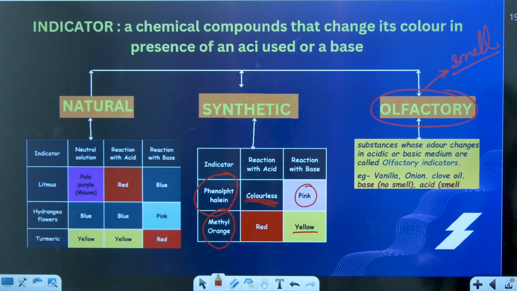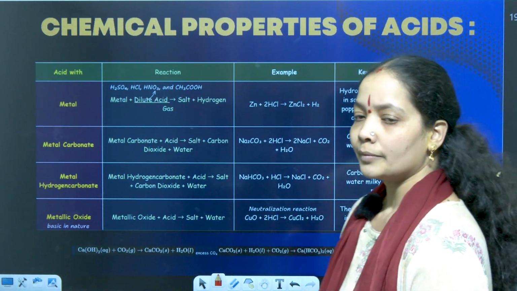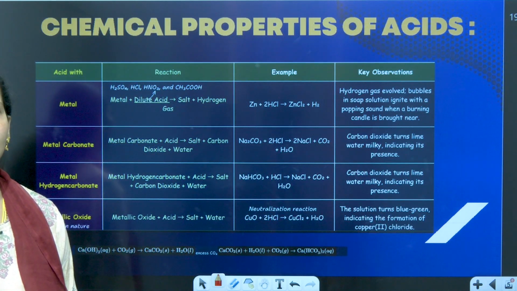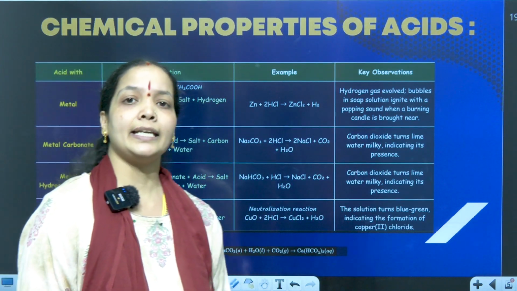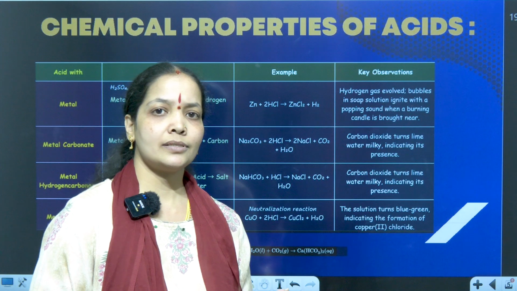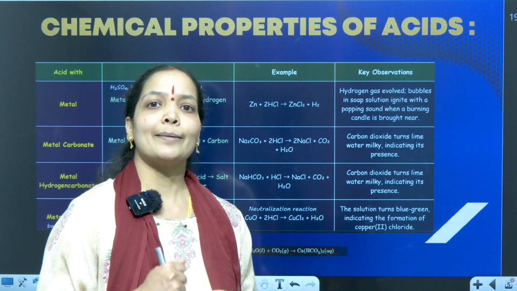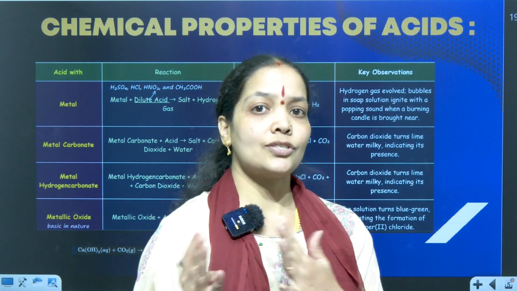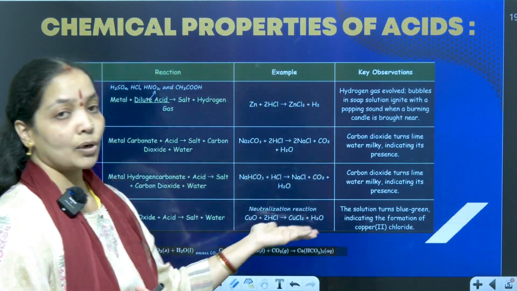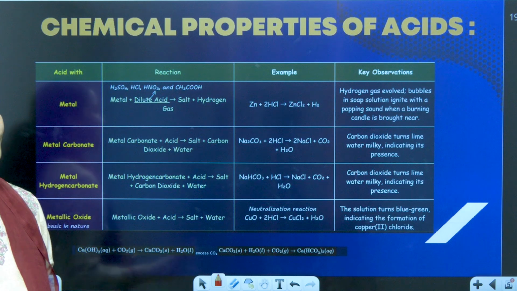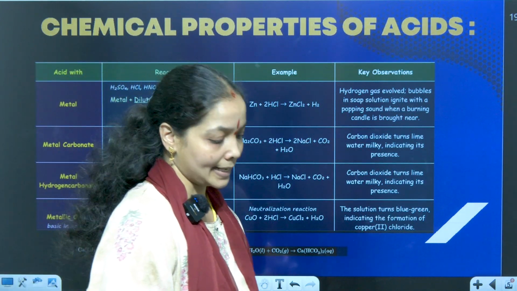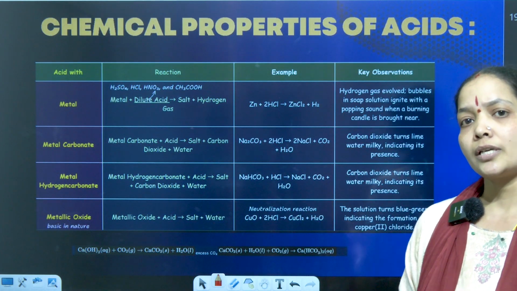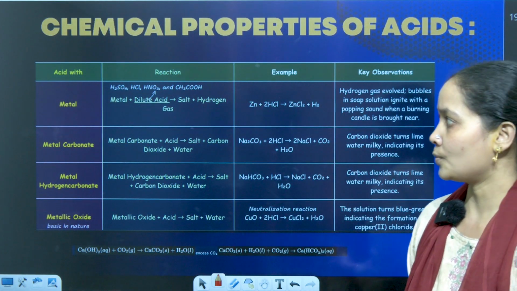To move further, in the next part of the chapter, my dear kids, there are many chemical properties. What's a chemical property? Any substance reacting with another to produce a new substance is called a chemical change. So when a chemical reaction is happening with a base or an acid, what are the major important things that we have to keep in mind? That is called a chemical property of an acid. There are important chemical properties based on which many questions are going to arise. Let us see the first one.